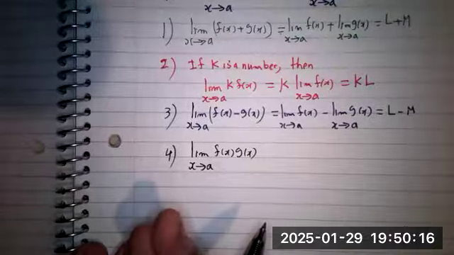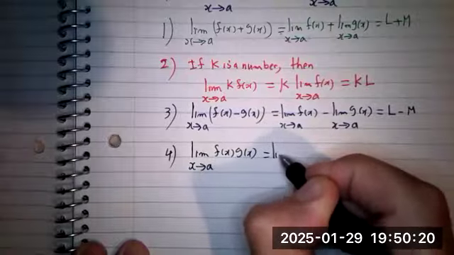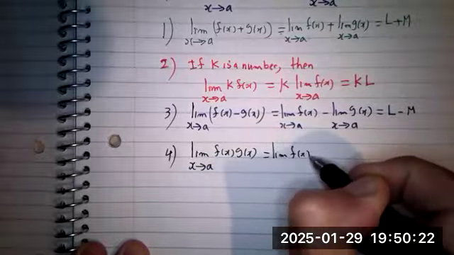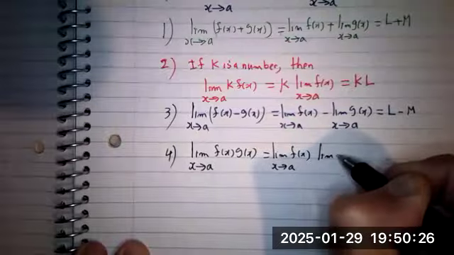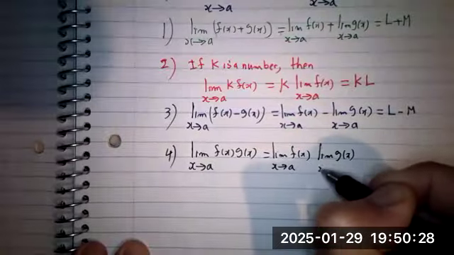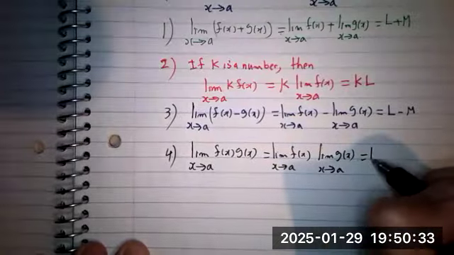So you can find the limit of the first one times the second one. It's going to be the limit of f of x, the first one, times the second one. We call it the product rule. So it's going to be what? L times M.